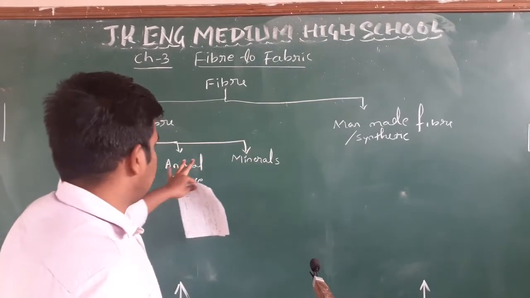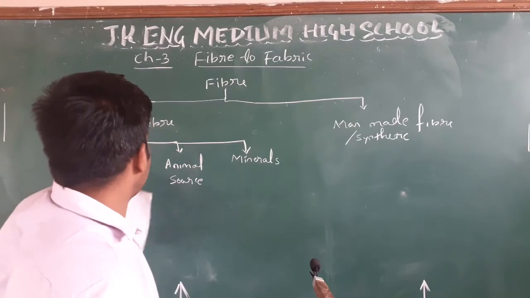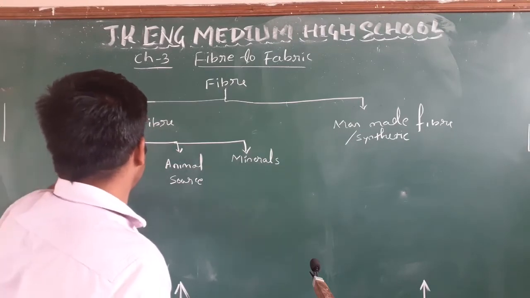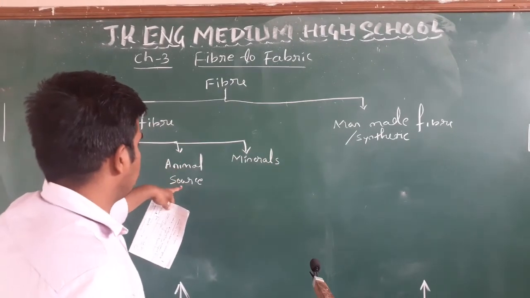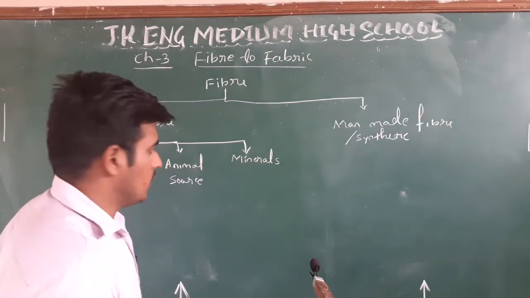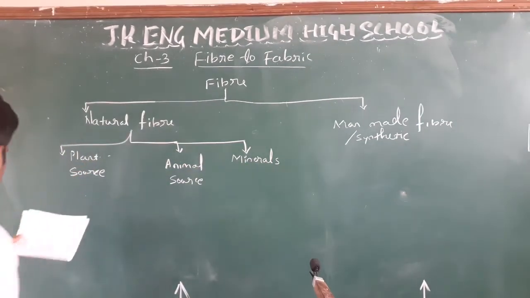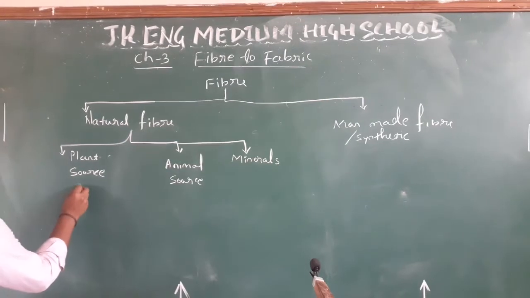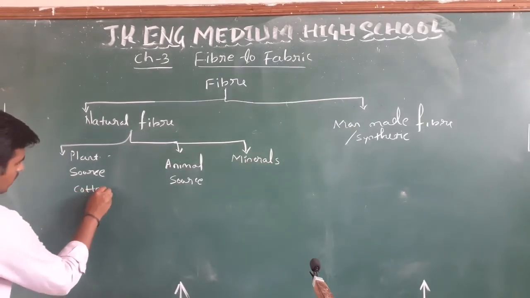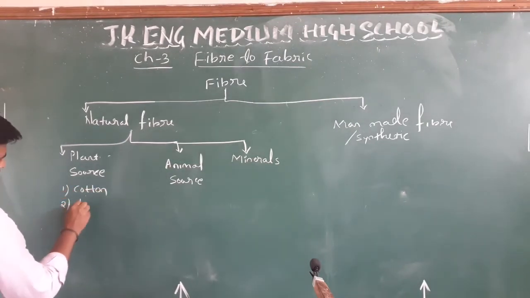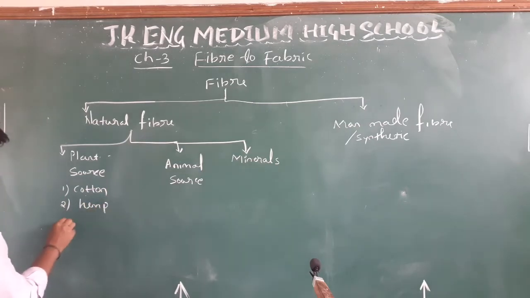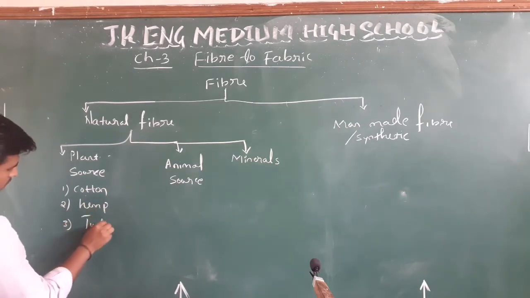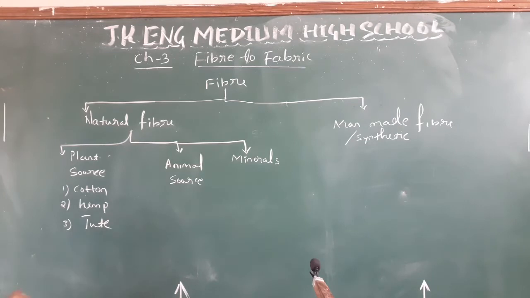So we generally classify natural fiber into fibers from plant source, fibers from animal source, and minerals. A few examples for plant sources are cotton, hemp, jute, bagasse, which is fiber obtained in the sugar cane.